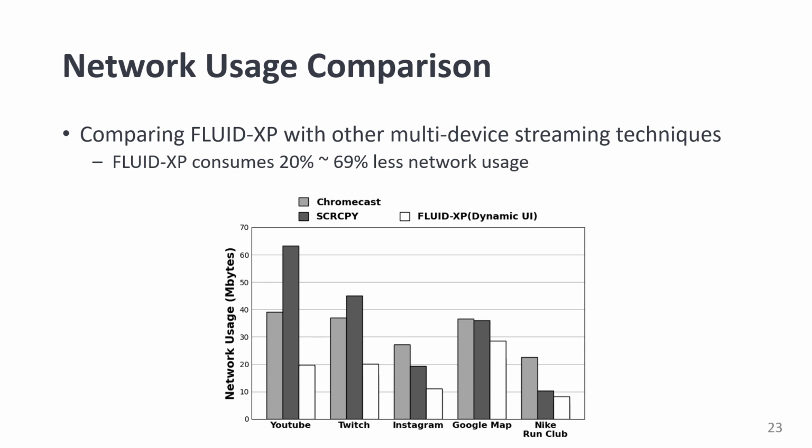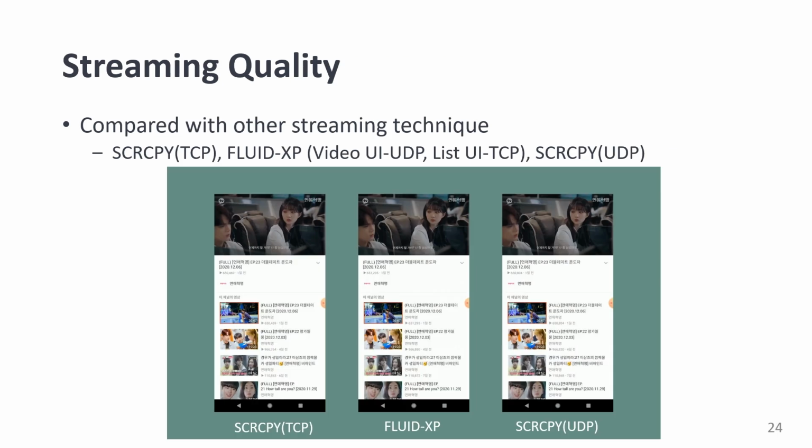Also, we measured the network usage of FluidXP and compared it with other multi-device streaming techniques. As a result, we have confirmed that FluidXP consumes up to 69% less network usage under the same streaming environment. Furthermore, we evaluated the overall streaming quality of FluidXP and compared it with other streaming techniques.